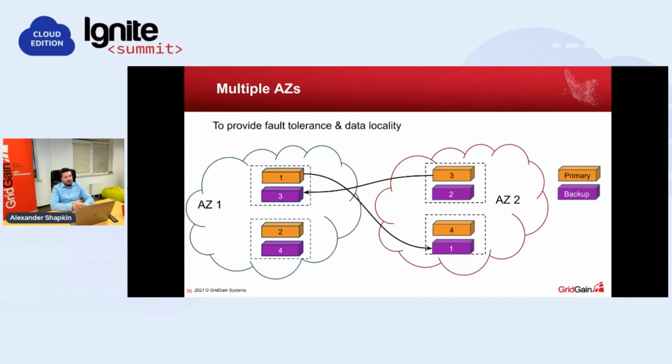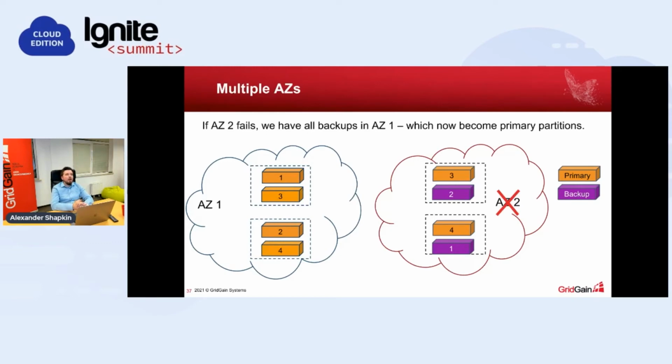Here you can see a cluster that was deployed in 2 zones. Most of the time, you'd also want to configure the backup distribution in such a way that the backups from one zone are always stored in a different one. Now, if a data center goes down, we still have all primary and backup partitions available for our cluster. As you can see on this slide, the backup partition from zone 2 now became a primary partition for zone 1, and our cluster was still up and operable, despite losing half of its nodes.